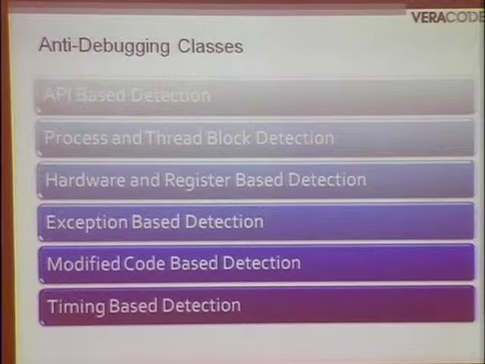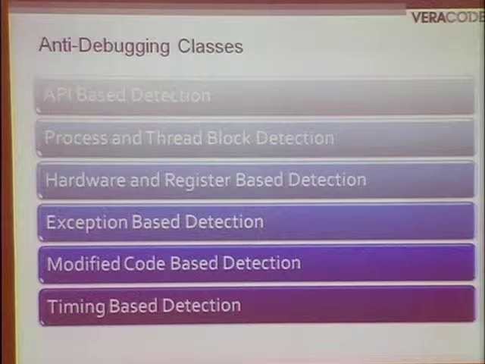All right, so here's our anti-debug classes. I broke it up into 6 groups: API, process and thread, hardware and register, exception, modified code, and timing-based. I'm going to discuss 5 of the 6 in the slide presentation. I'm going to skip over one of them primarily because it's a little bit more difficult to talk about, and it's probably better just left in the paper.